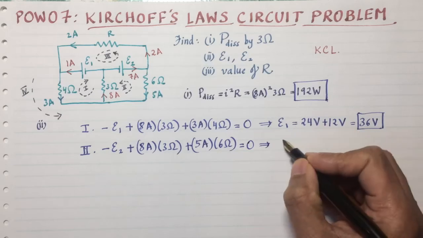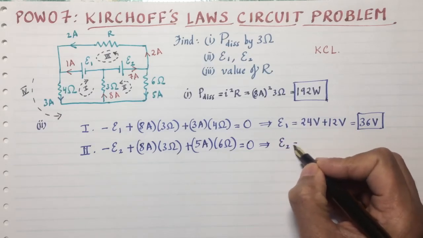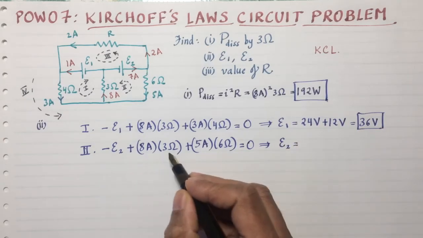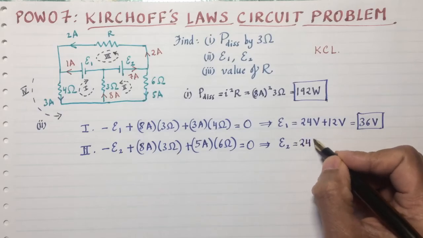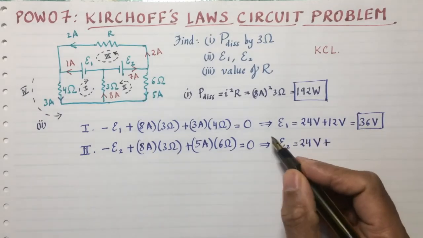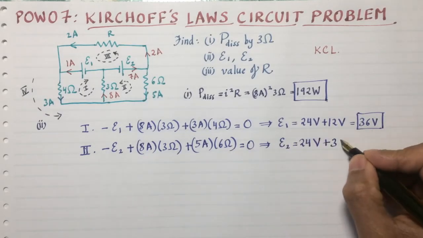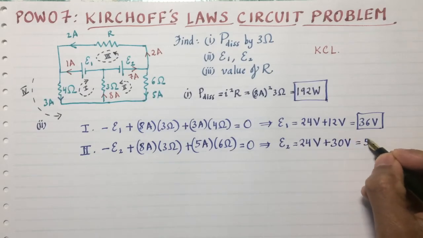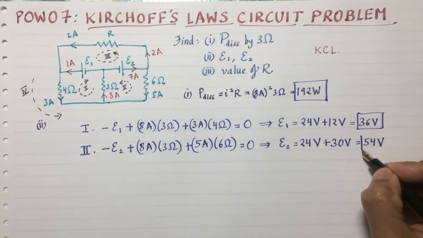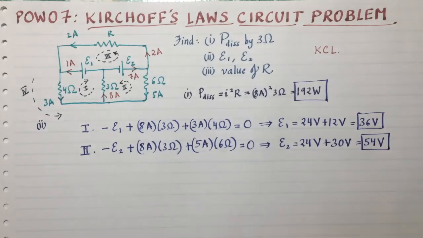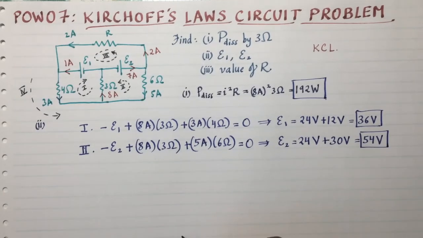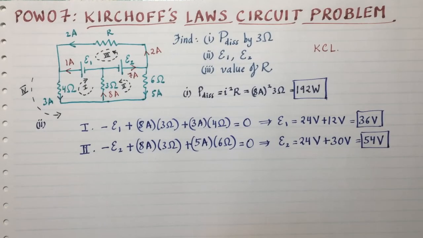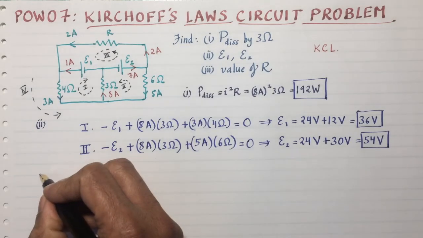So in exactly the same fashion, I get E2, which is 8 times 3 plus 5 times 6, or 54 volts. So that's another answer. That's part 2. We have determined the voltages E1 and E2, or the EMFs as they say.